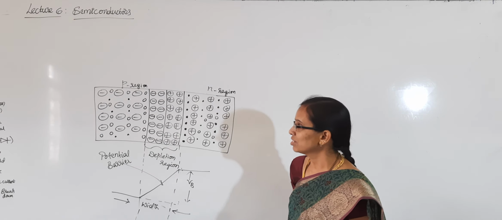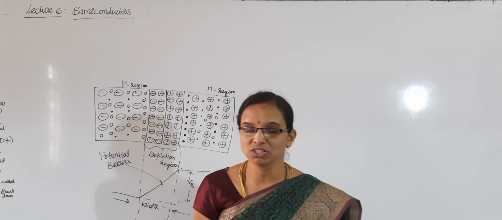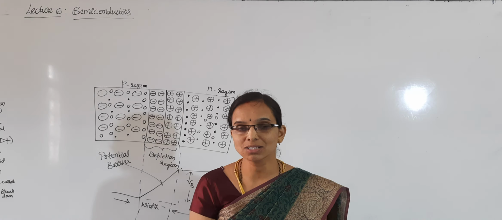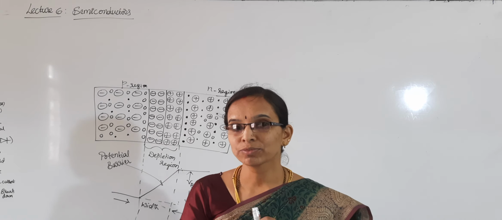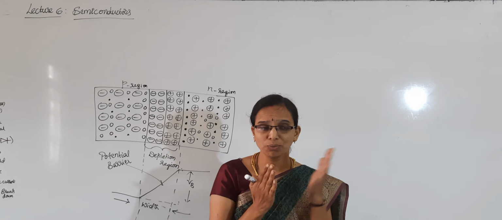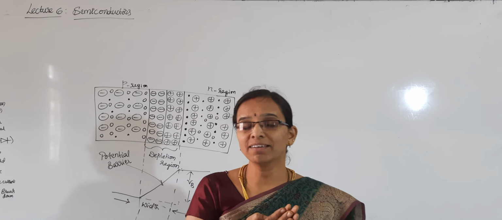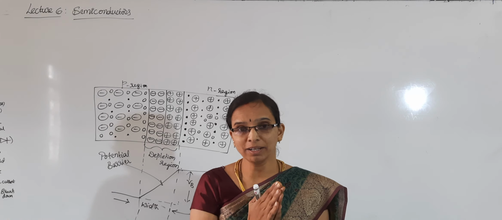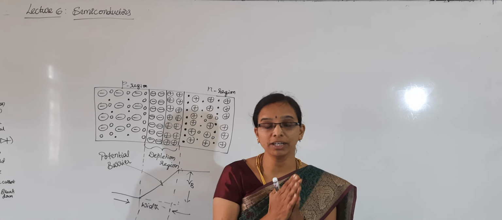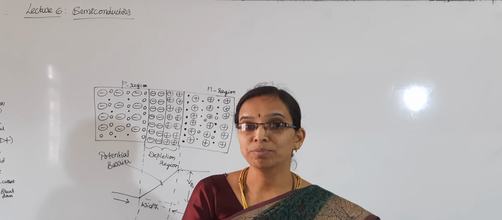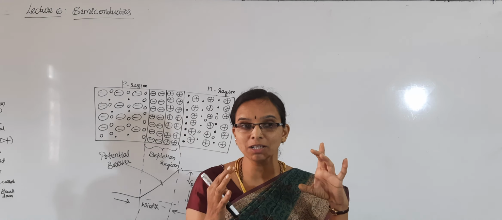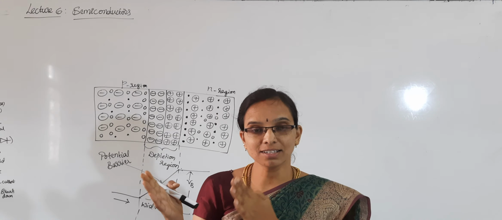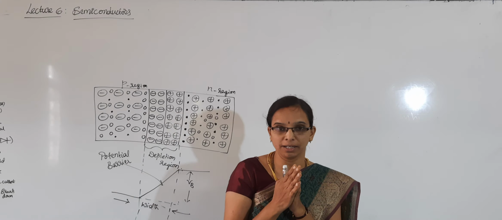When a PN junction is formed, what happens? What do you mean by a PN junction? A single silicon or germanium crystal doped on one side by a pentavalent impurity and on the other side by a trivalent impurity will give a PN junction. That means one side of the crystal will be P-type material and the other side will be N-type material.